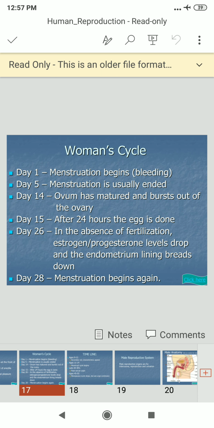The woman's cycle: on the first day the menstruation begins, that is bleeding. By day 5 menstruation has usually ended. The ovum has matured and burst out of the ovary. And by day 15 to 24, the egg is shed in the absence of fertilization. Estrogen and progesterone levels drop and the endometrial lining breaks down. The menstruation begins again.